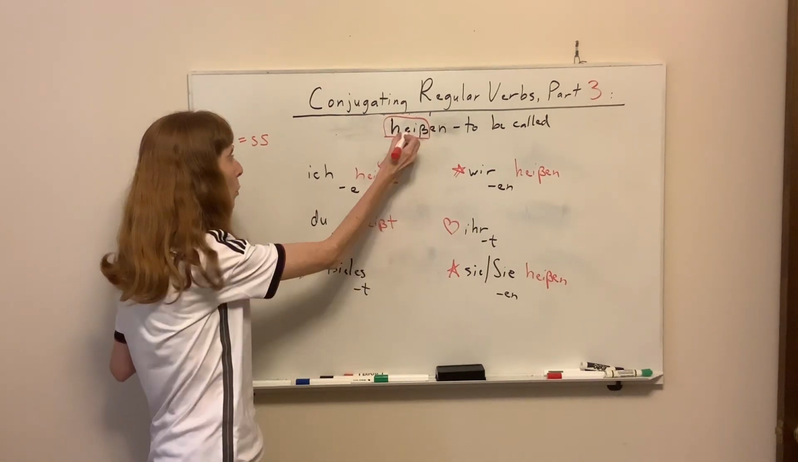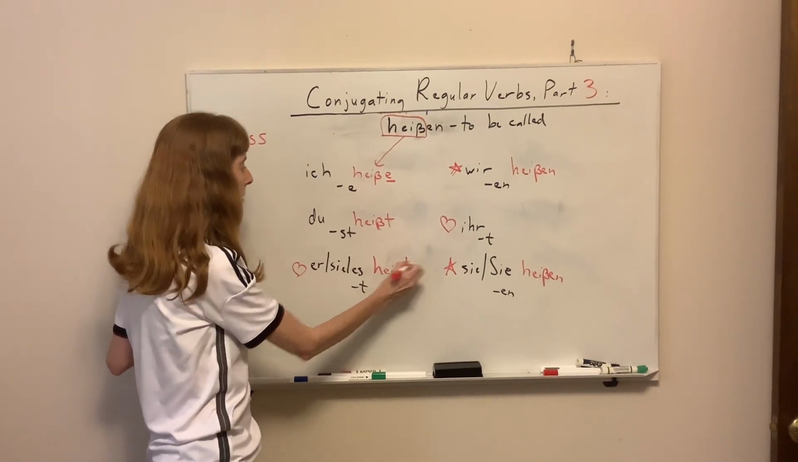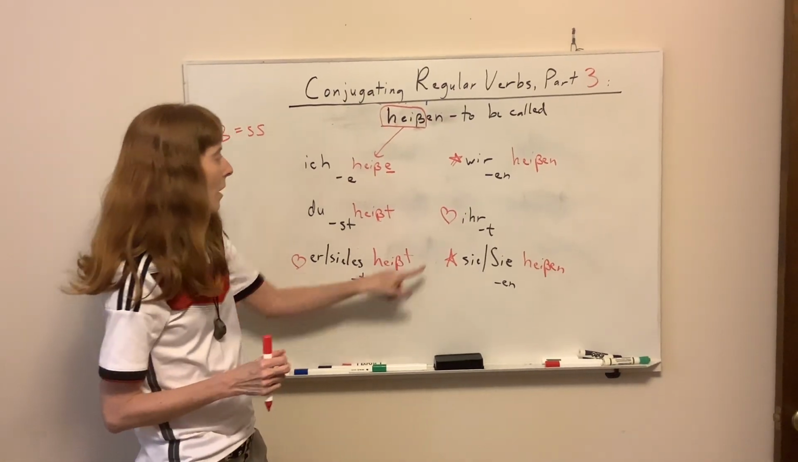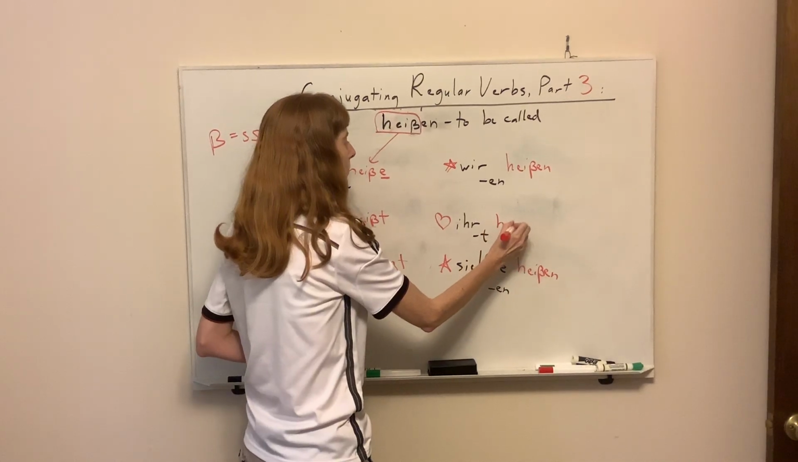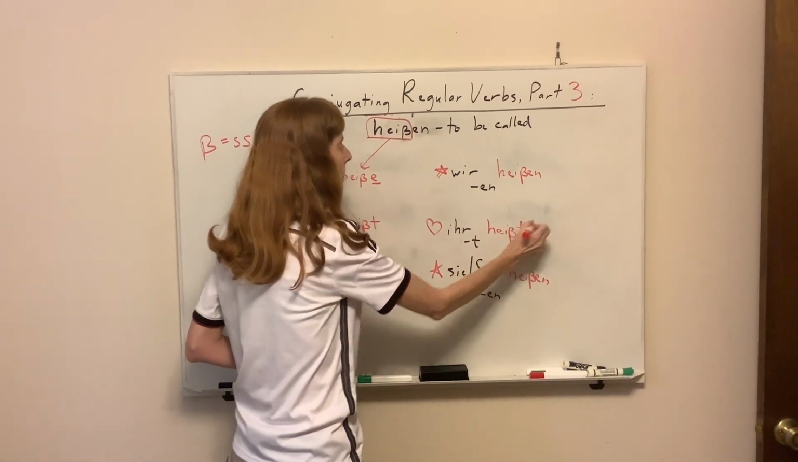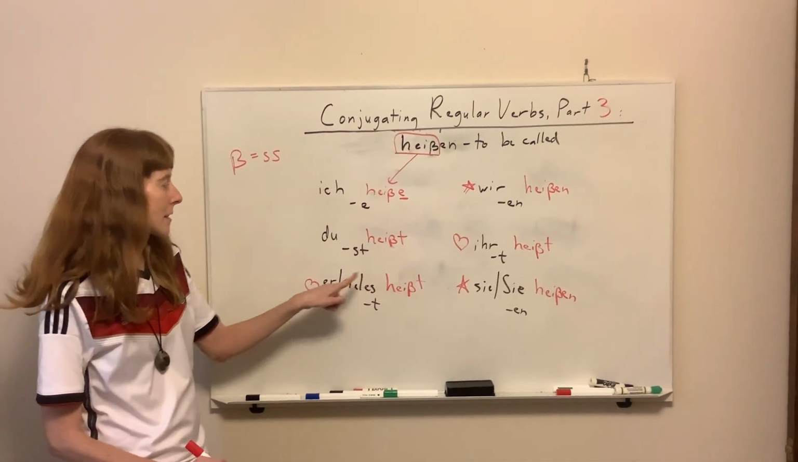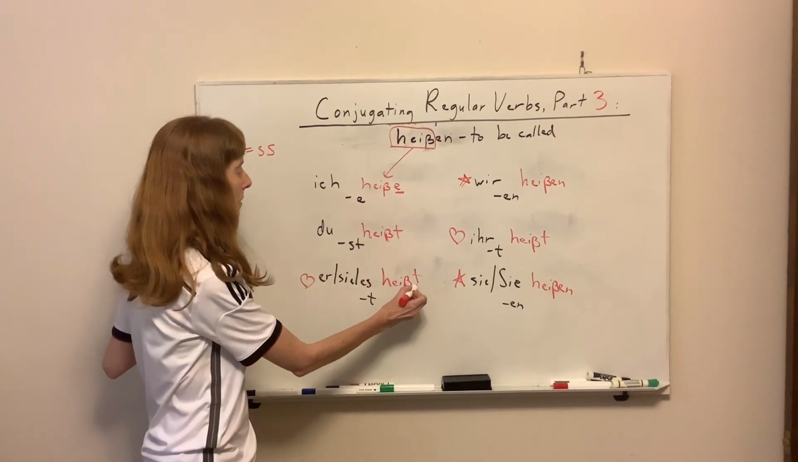Er, sie, es, put my stem down as usual, heiß, and put the T on the end. So nothing really new here. Same thing with ihr. Put my stem down, put the ending, heißt. So when we went over in class, er heißt, sie heißt, this is the form we were using with that T on the end.